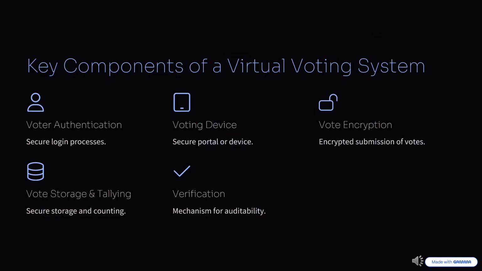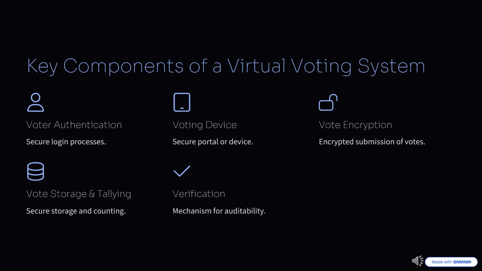Okay, now here are some key components of a virtual voting system. A secure virtual voting system includes voter authentication. The system must verify the identity of voters. This may include passwords, ID verifications, biometrics, or digital certificates. Voting device. Voters use a computer or a mobile phone to interact with a secure voting interface.